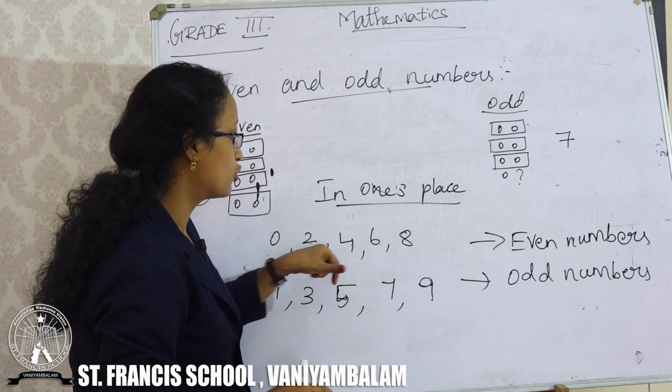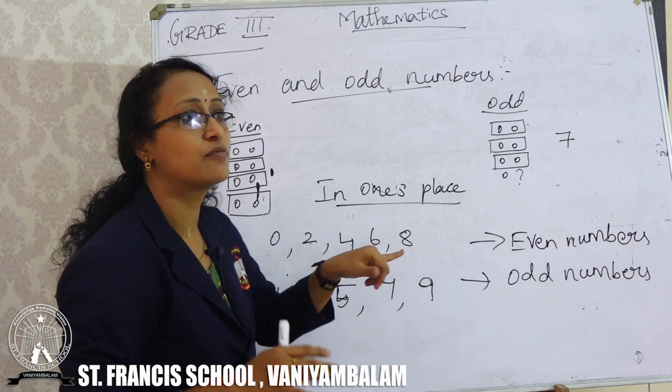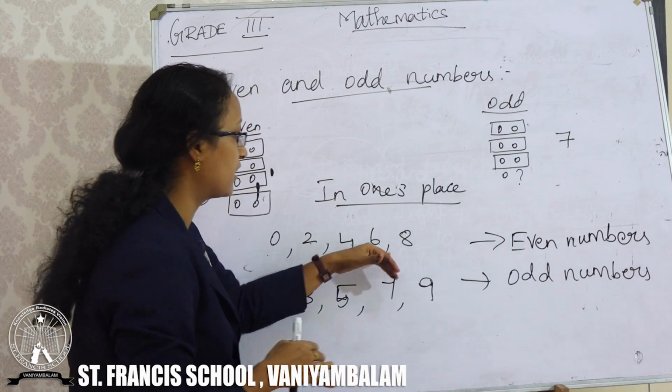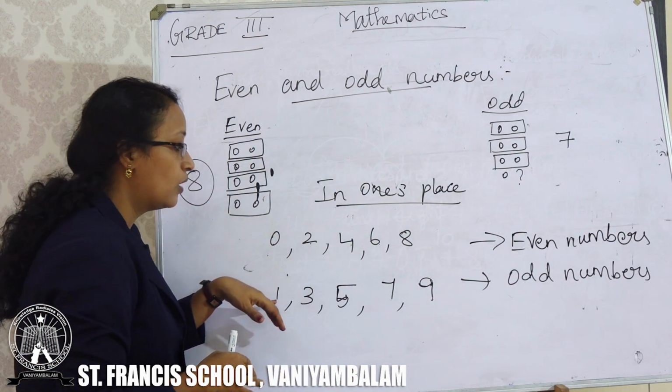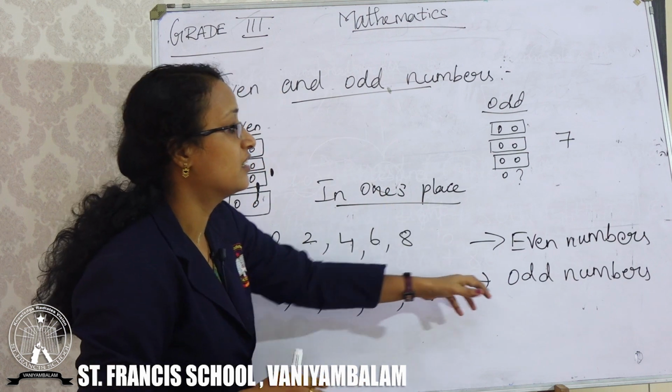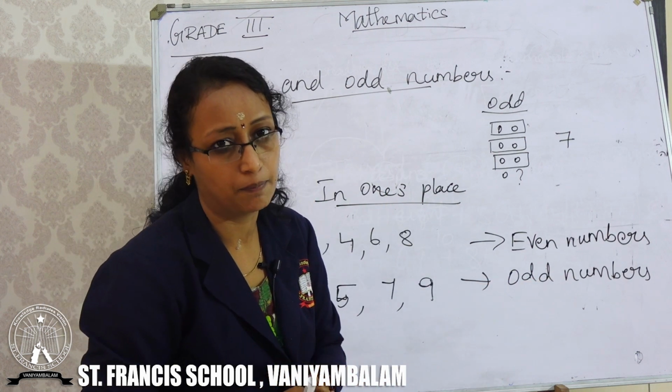So 0, 2, 4, 6, 8. If you have 0, 2, 4, 6 and 8 in the ones place, then that is an even number. 1, 3, 5, 7, 9. If you have these in the ones place, then that is an odd number.